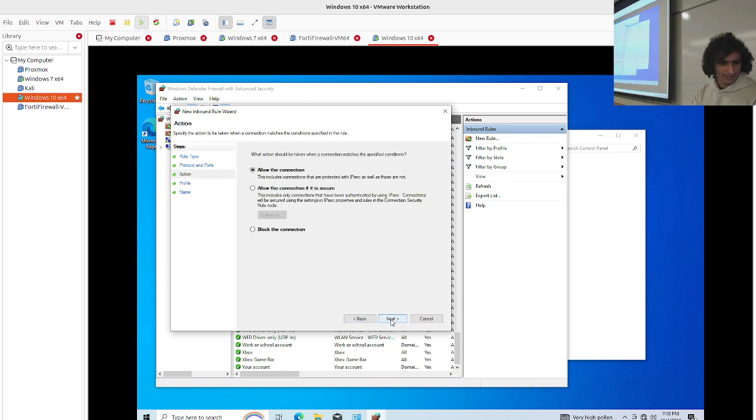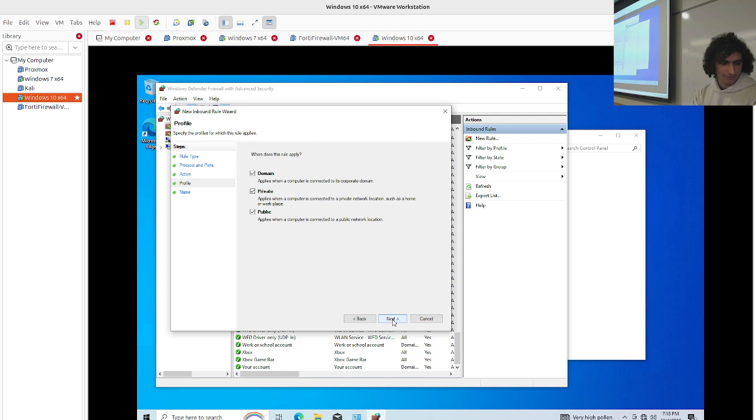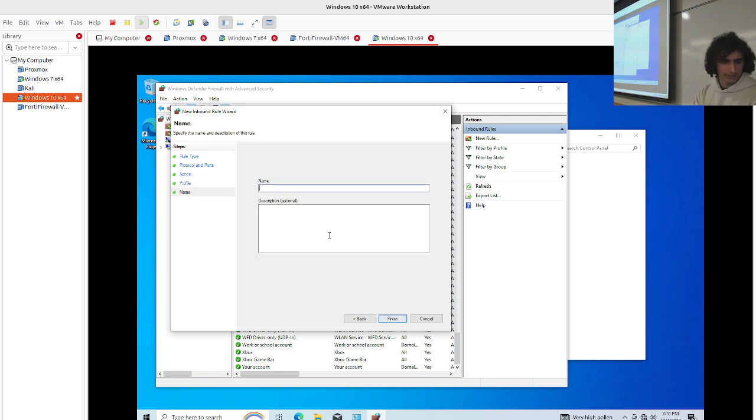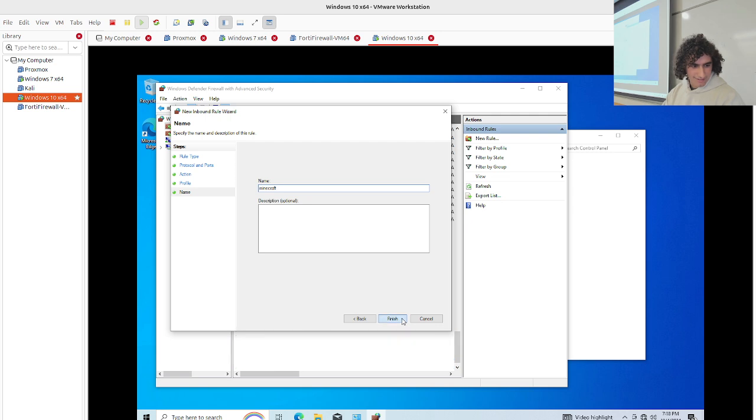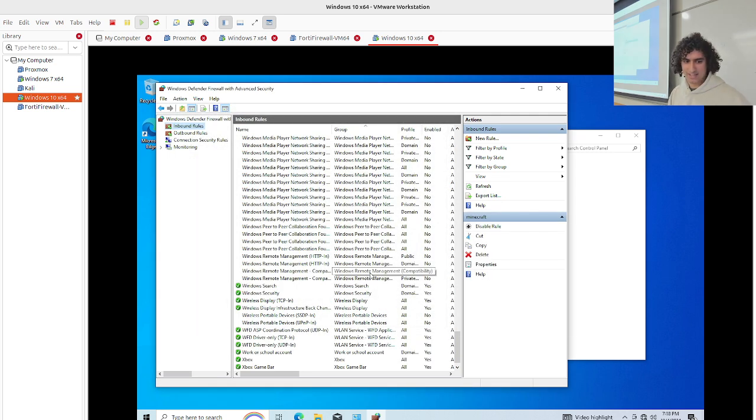Now let's say that I want to allow any connection over 25565 over all three profiles, and then finish. I've just added a new rule to my Windows Defender firewall. You would have to reload your firewall to include it, but you can do that by restarting your computer. But now all UDP communications through 25565 are allowed. I'd have to do it again for TCP.